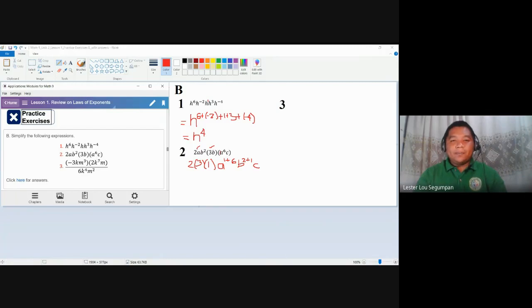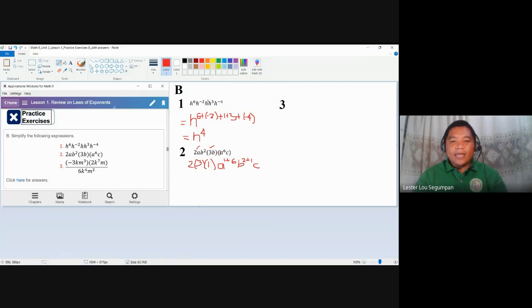Again, we separate the product of the numerical coefficients and the product of the literal coefficients. As for the literal coefficients, again, you can only add the exponents of exponentiations with the same bases. Do not combine all bases into just one.